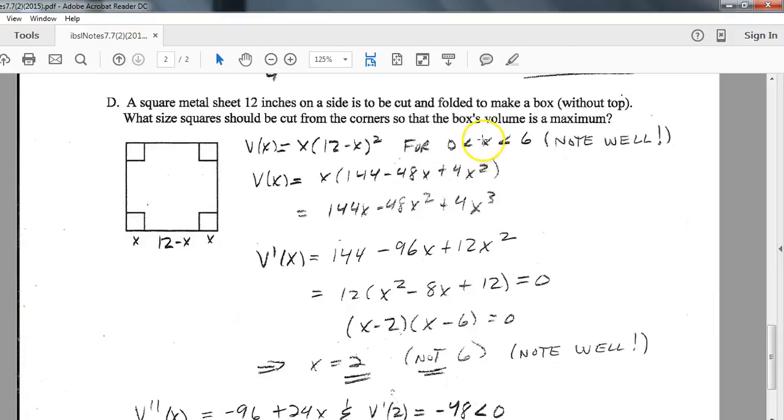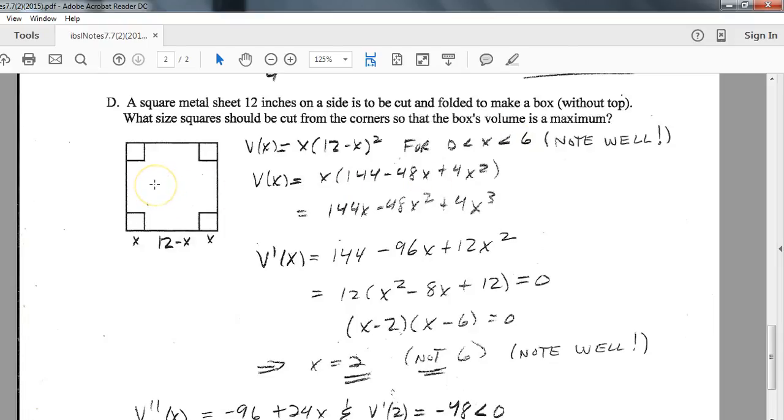One thing to keep in mind on this is a reasonable domain. If this length is 12, and I'm going to cut out some length here and an equal length here, that has to be smaller than 6, or I would be left with nothing here, since the total length is 12. That's where this statement comes in, so that's something to consider.